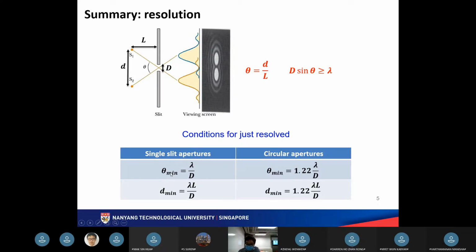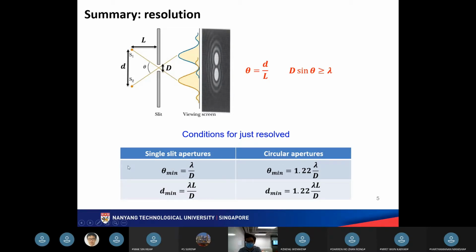So the smallest angular distance is, in terms of the physical distance, just lambda times L divided by d. Once your objects are separated by more than this distance, we are able to resolve these 2 objects. This is what you can see, two images here. But if the distance becomes smaller than this value, the 2 images will completely overlap, and this is when we lose the resolution.